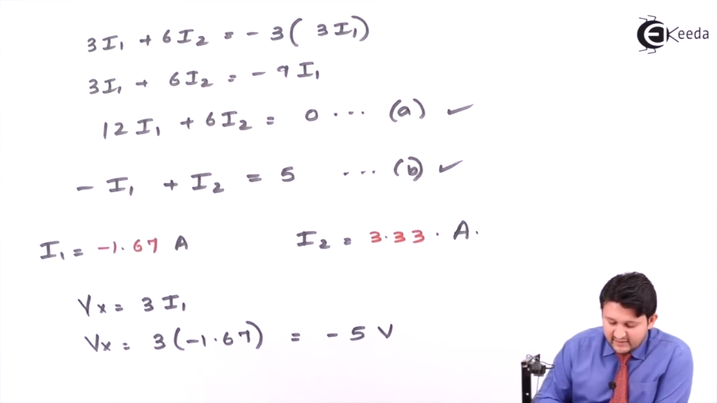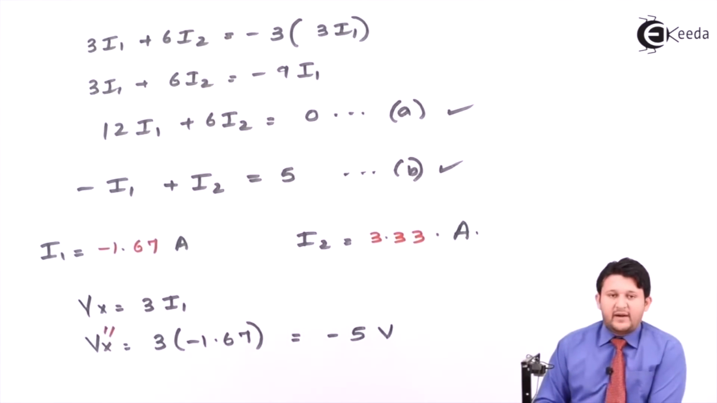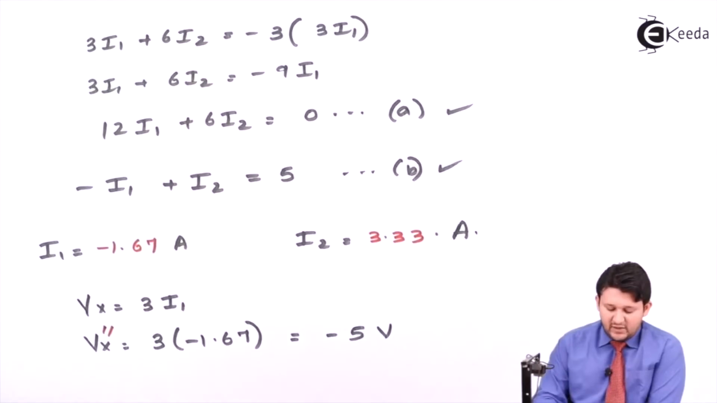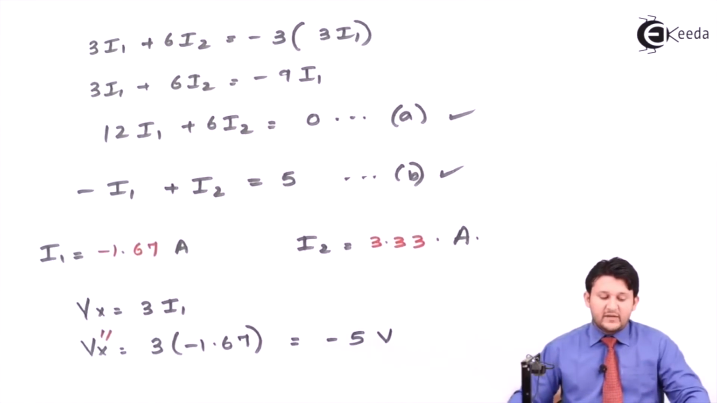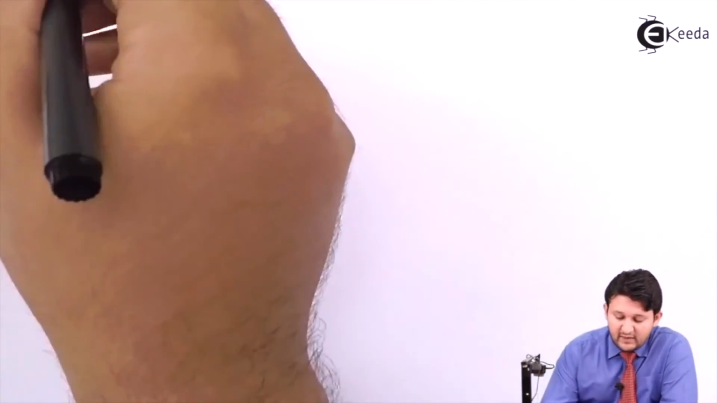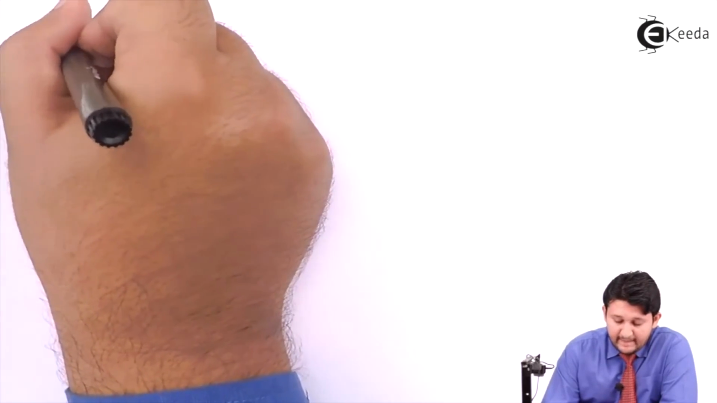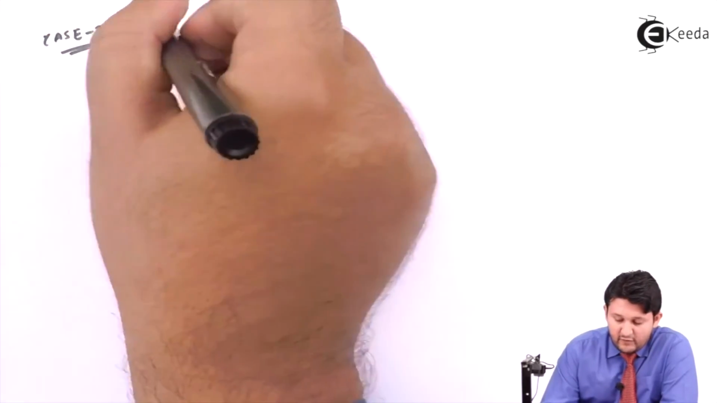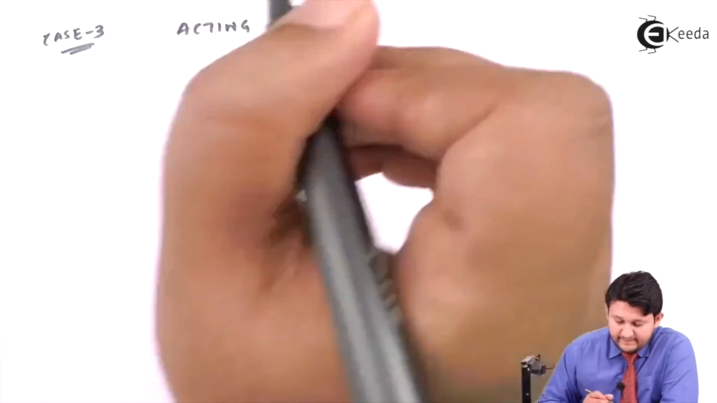Since this value of Vx is obtained from the second condition, you will write it as Vx double dash. That's the second condition of Vx. Since there are three independent sources in this sum, you need to solve thrice, once for each condition. So the third condition which you will be solving is for the 36 volt source. Make sure you have the network in front of you. So your case 3 would be acting 36 volt.